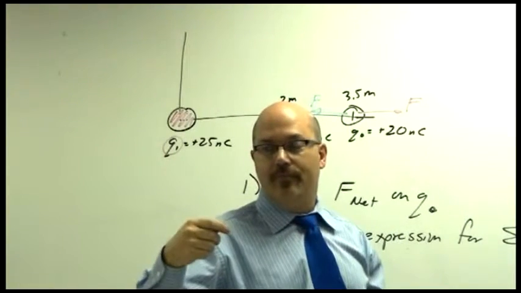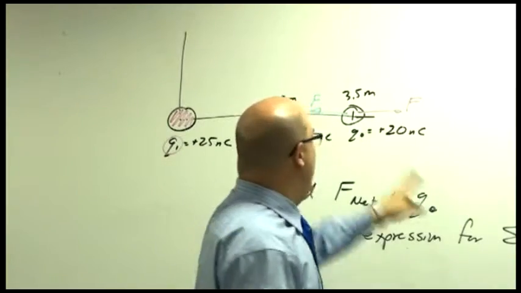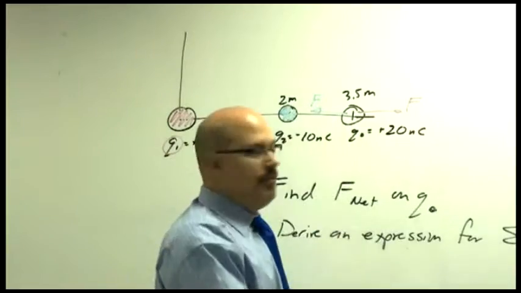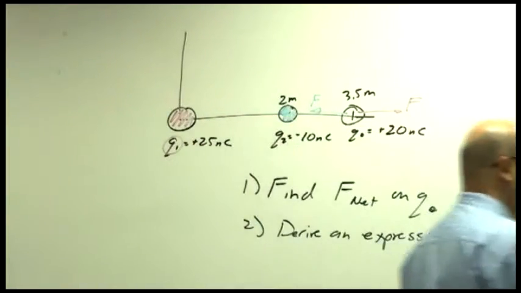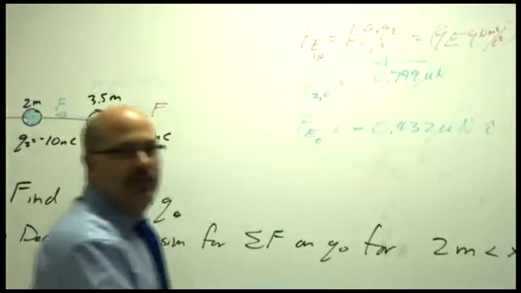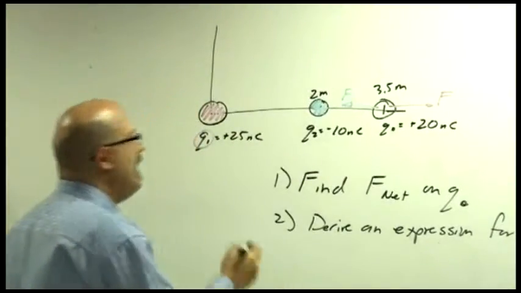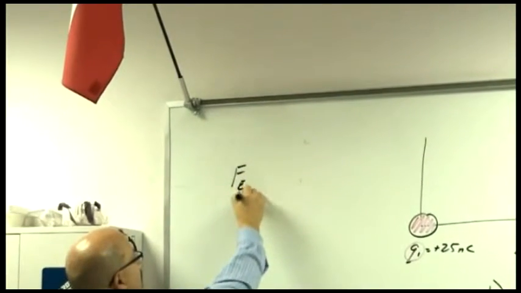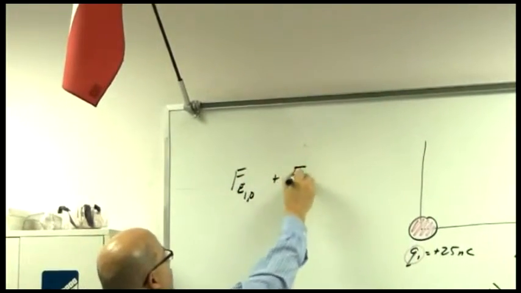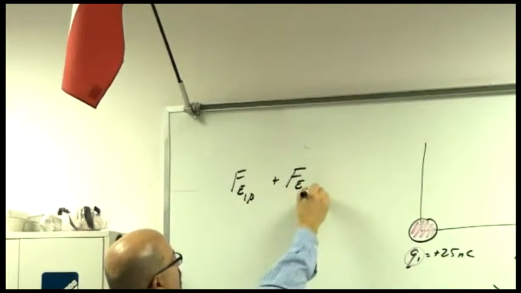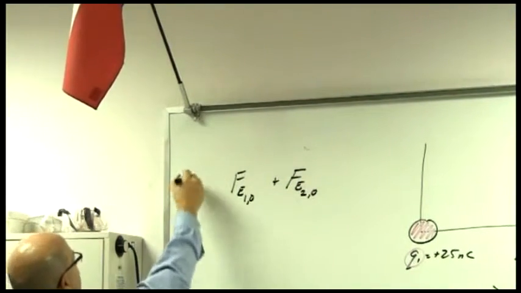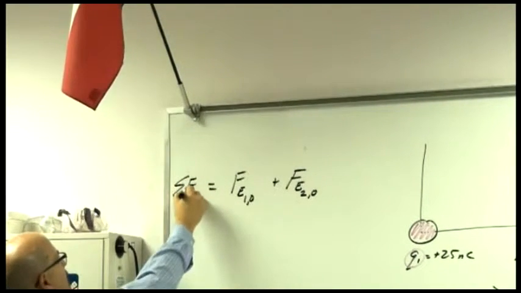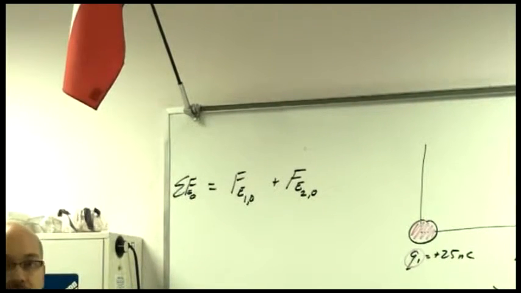Now, here's the deal. I want an expression for what happens if this charge is moving someplace else. So, we want an expression, and they could ask for this. We're going to have two forces, right? The electric force of 1 on 0, plus the electric force of 2 on charge 0. That's going to be our net force. A net electric force on charge 0 is that. Okay? So here we go.